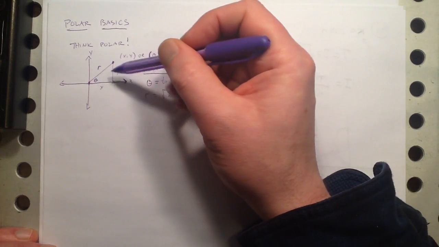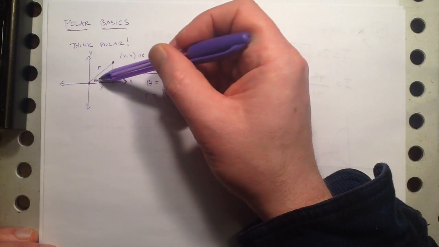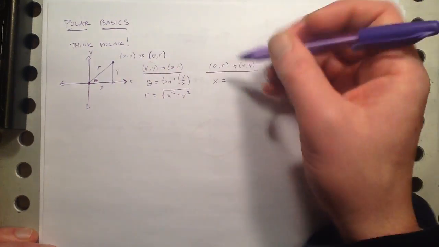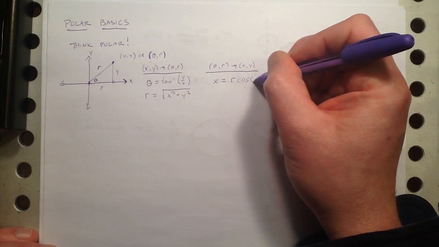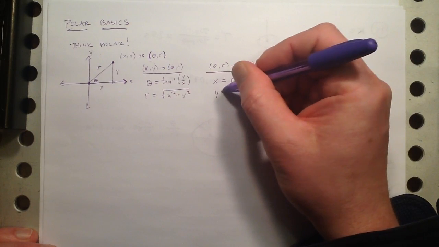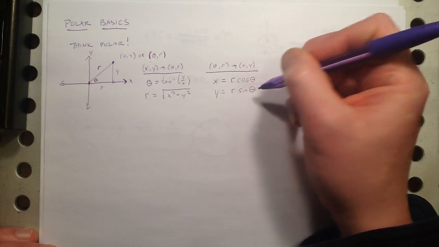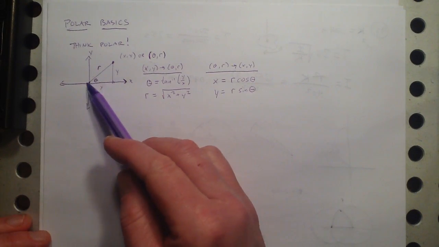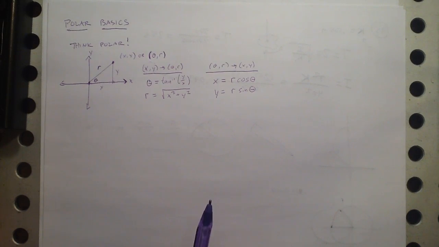So let's see. The trig function that relates theta, x, and r is the cosine function. So cosine of theta would be equal to x over r, or in other words, x is equal to r cosine theta, and likewise y is equal to r sine theta. Again, we do that in physics all the time, basically breaking a vector up into its components. That's equivalent to what we just did there.